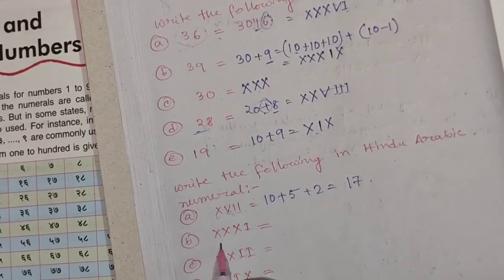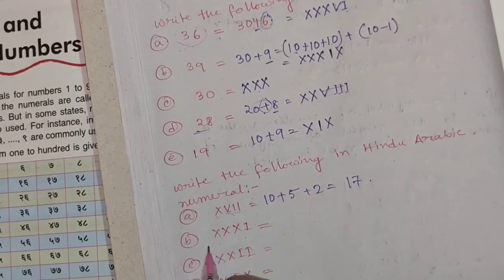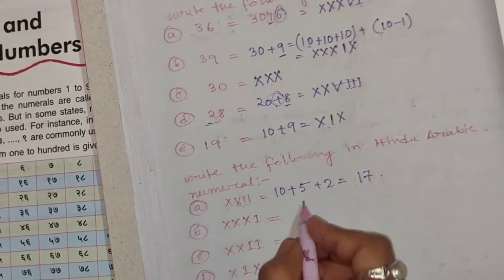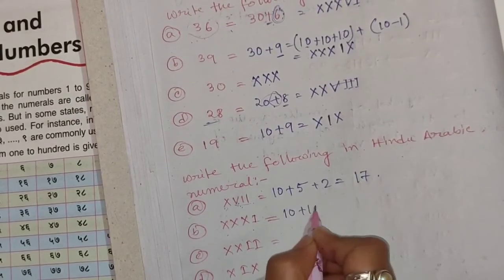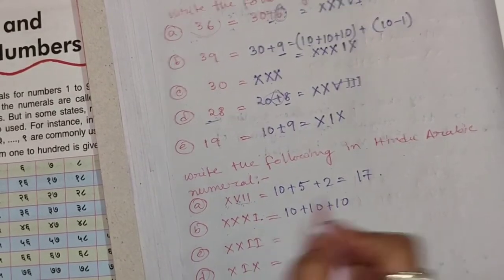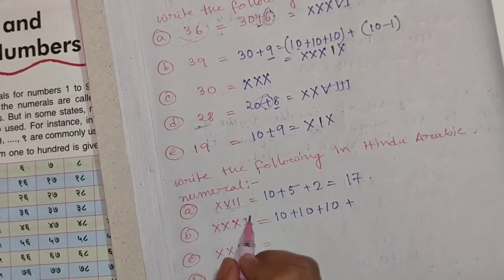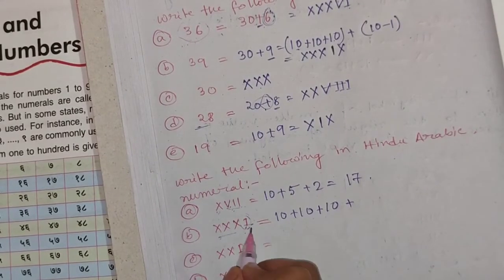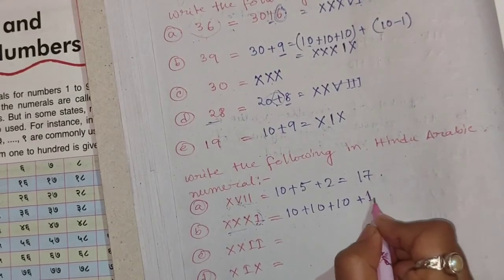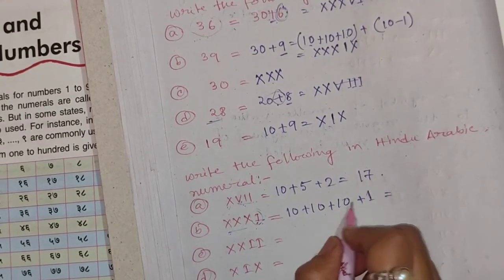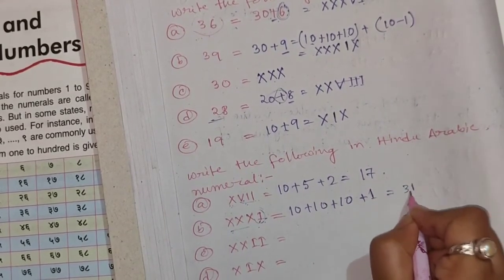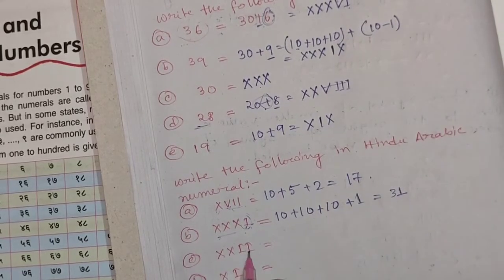Next, XXXI. So here X is repeated 3 times. So you need to add 10 3 times. 10 plus 10 plus 10. Then I. তাহলে I is written in the right hand side. তাহলে I কি আছে? Greater value right hand side. So you need to also add 1. So 10 plus 10 plus 10 is 30. 30 plus 1, 31.